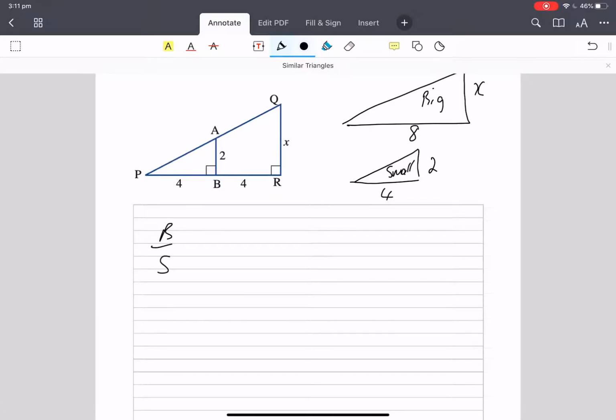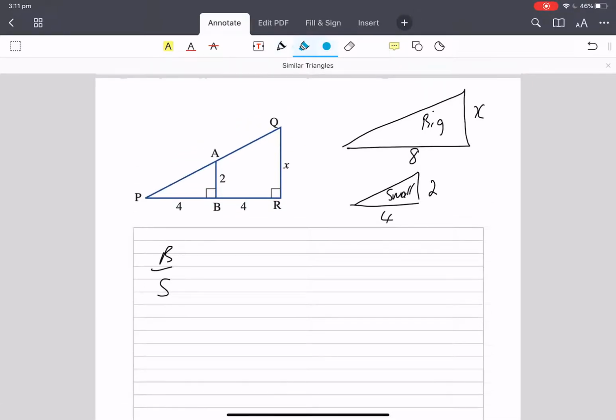Big over small. Now that we've drawn those, we can say, well, those sides correlate to each other and those sides correlate to each other. So I want a ratio for yellow and a ratio for blue, and those ratios are going to be the same. So let's do the blue. So it's big on small, so the big blue is x, the small blue is 2, and then the big yellow is 8, and the small yellow is 4.